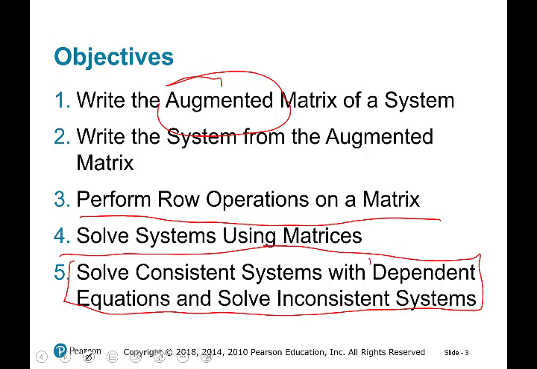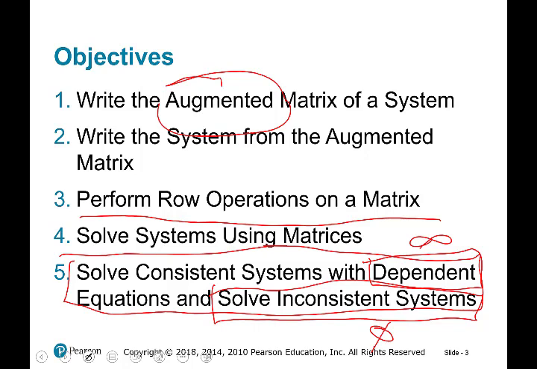Basically, a dependent system is one that has an infinite number of solutions. An inconsistent system is one that has no solution. Okay?